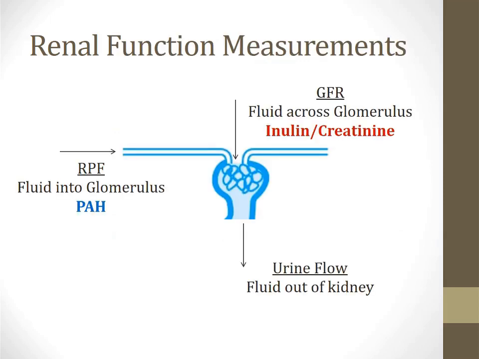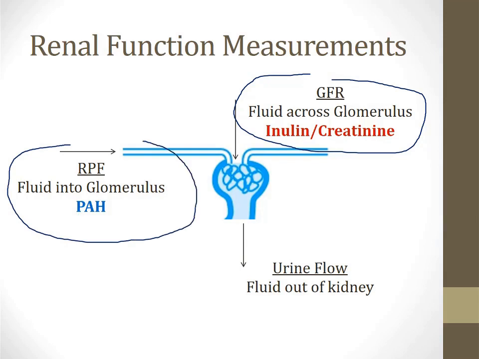So back to our slide, just to summarize everything we've talked about. We talked about how you can measure the GFR, which is the fluid that crosses the glomeruli, by using either inulin or creatinine and determining the clearance for those substances. We talked about how you can determine the renal plasma flow, which is the fluid flowing into all the glomeruli, by using the clearance of PAH. And we've also talked about how you can measure the urine flow, the fluid out of the kidneys, experimentally by asking a patient to collect their urine over 24 hours.